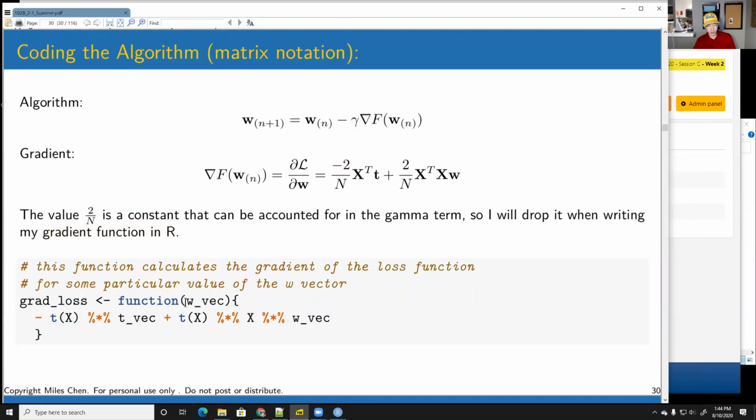So as far as R goes, it's going to take in a W vector, and then produce negative X transpose times the T vector, plus X transpose times X times the W vector. And this is going to output a vector, and that's going to be our gradient of the loss. So I just create a function that takes in the W vector and outputs the gradient of our loss function.